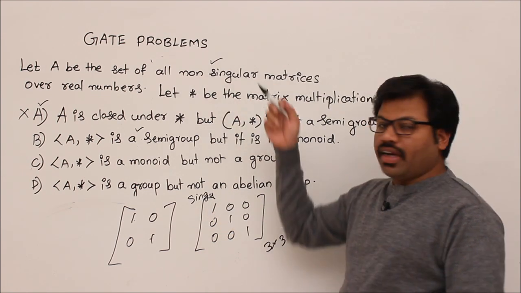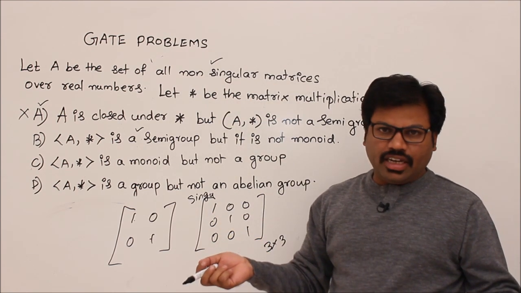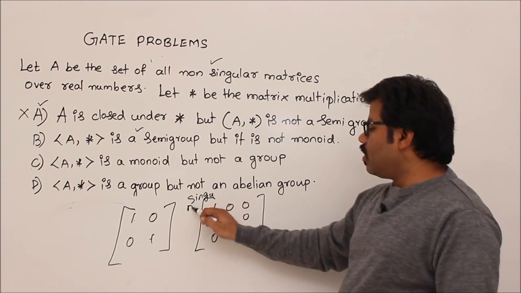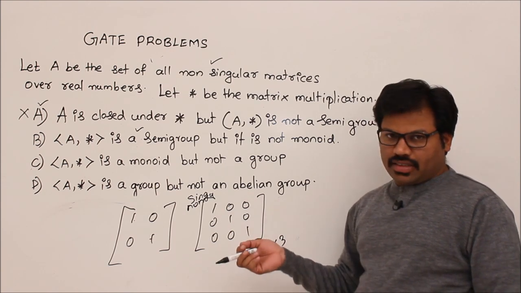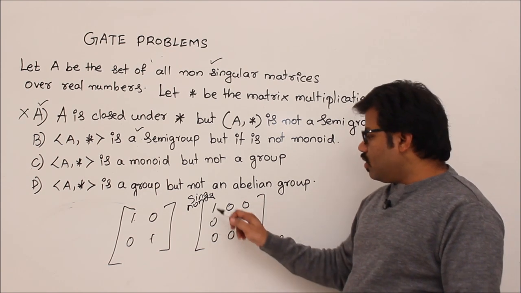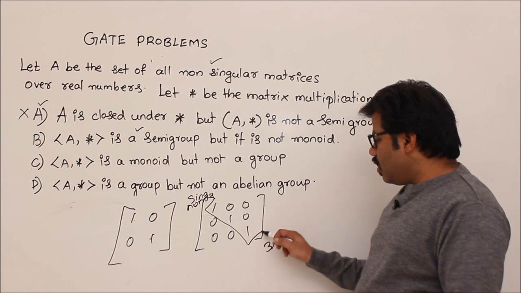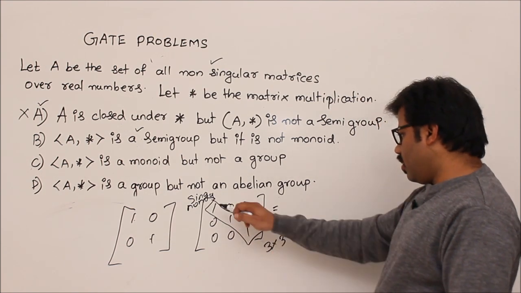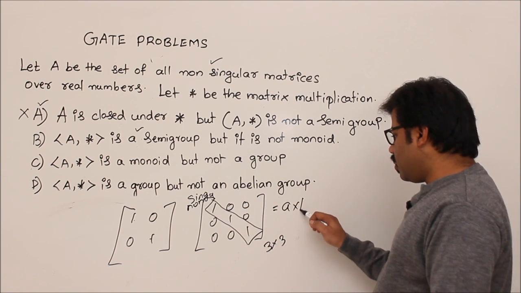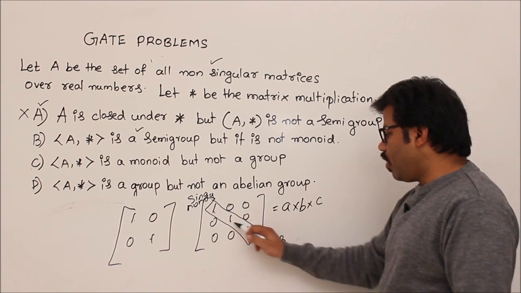Then in non-singular matrices, I can say there is no identity element, correct? But actually this is a non-singular matrix. Why? I already told you, this is an upper triangular matrix, correct? Of course, it's a lower triangular also. So in an upper triangular matrix, the determinant is directly the product of the diagonal, right? Product of diagonal elements. So A into B into C, here 1 into 1 into 1.